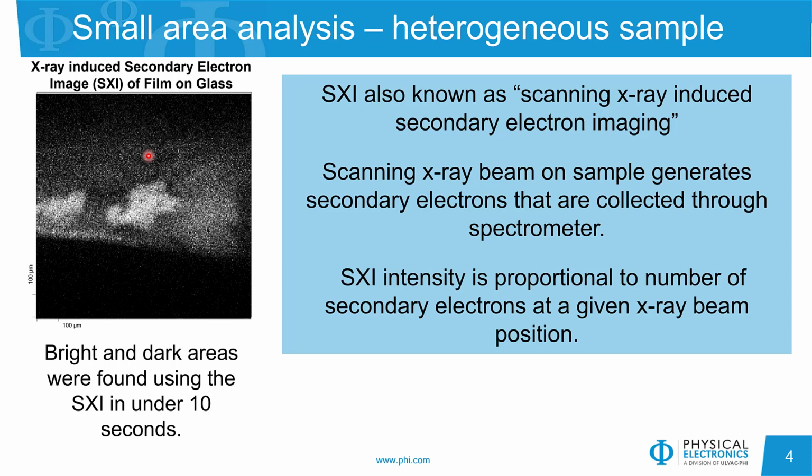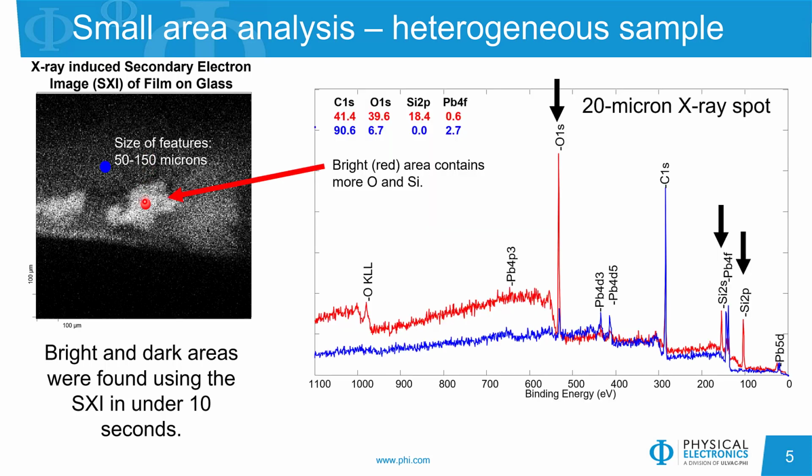So using the small area approach, we can focus on those bright and dark areas. The size of these features is on the order of 50 to 150 microns. So we can use our 20 micron X-ray spot, and we can obtain chemical composition from two different locations. And we can see immediately that on the bright spot, we have our film as expected, and on the dark one, we have just carbon. So without that additional imaging capability and without looking at the smaller scale, we would not be adequately describing the chemistry of our sample.